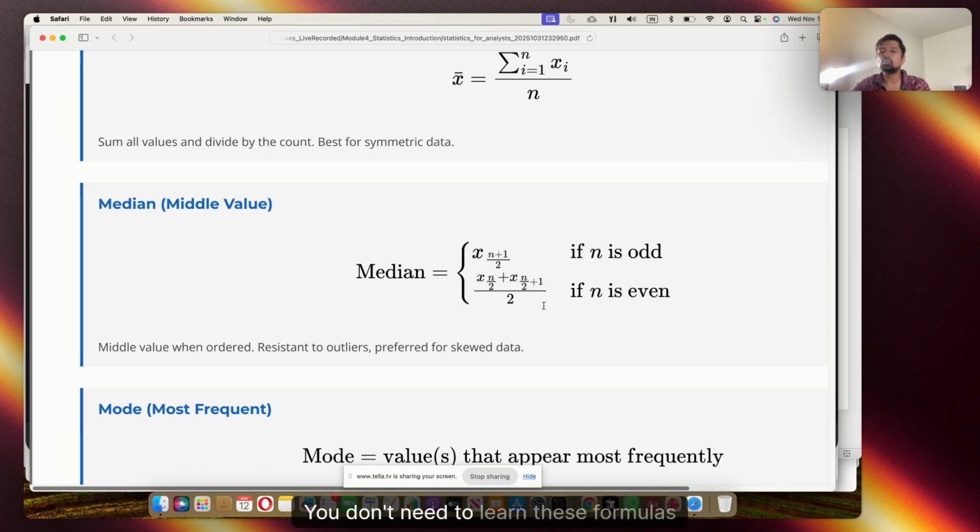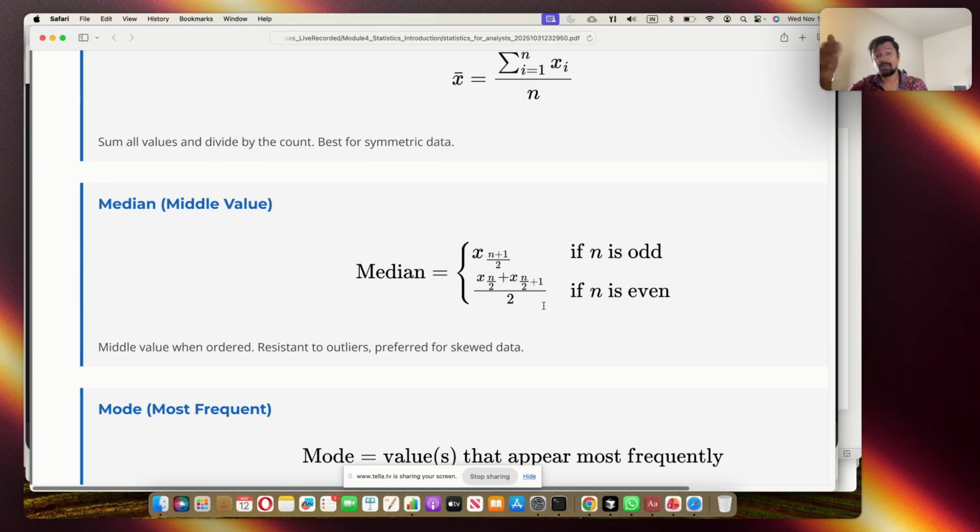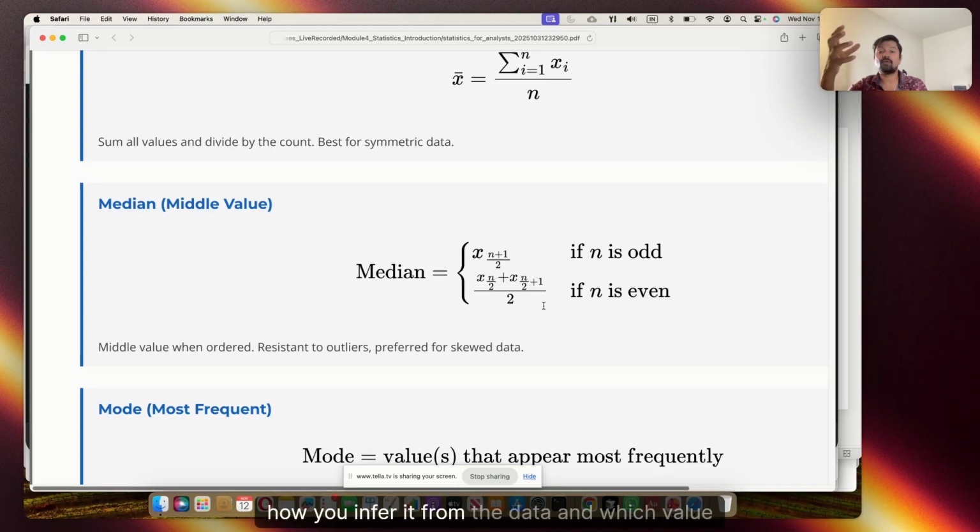You don't need to learn these formulas specifically to compute the mean, mode, and median. It is a simple one-line command. If you simply type your data frame dot describe, you will get everything. But this is just for your understanding, so that you know which value to choose, how to infer it from the data, and which value will make more sense for the downstream data analysis.